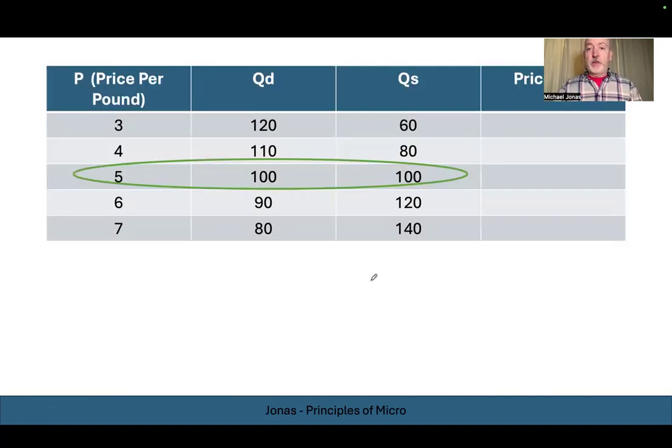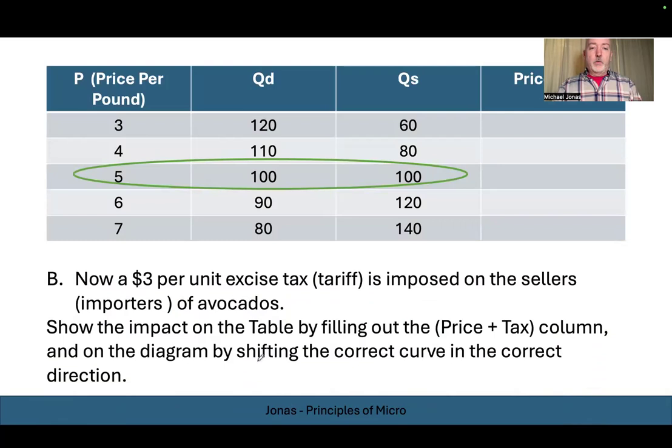So now, starting with that, we imagine a $3 per unit excise tax is being imposed on the sellers of this product, avocados. And again, since this is a tax directly imposed on imports, we would actually indicate this as a tariff. The impact on the diagram and the equilibrium is going to be the same.